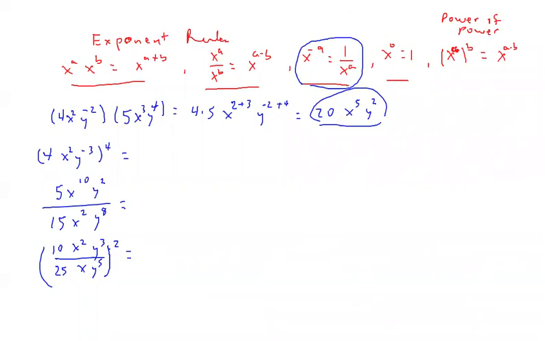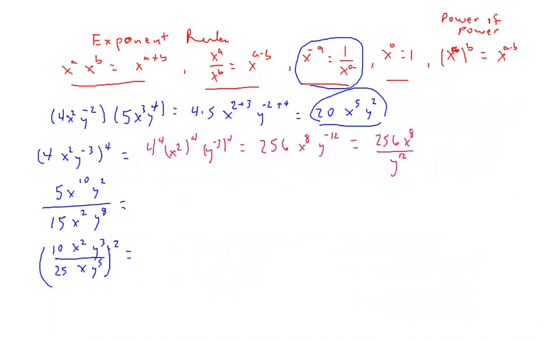Now let's look at the second one. So I'm taking the fourth power of each of the factors inside. So 4 to the fourth is 16 times 16, or 256. X to the eighth, y to the negative 12th, which then I could move down. 256 x to the eighth over y to the 12th.